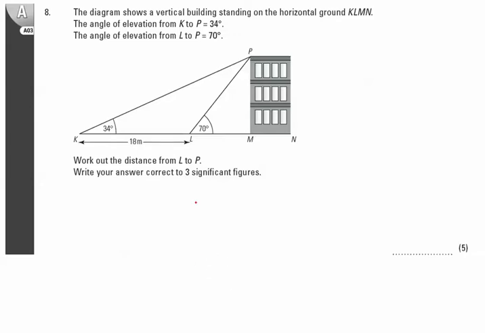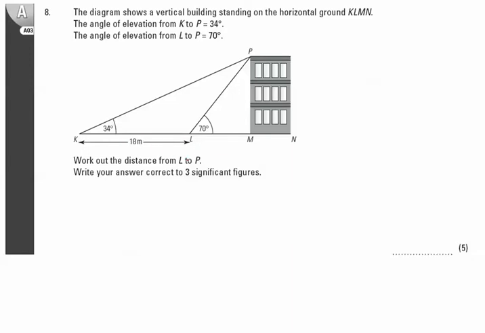Okay, so this question I would usually solve using the sine rule. But what I'm going to do this time is use essentially the proof behind the sine rule to solve this. This question would be an awful lot easier if I knew this distance here, but unfortunately I don't. I've only got this distance here.